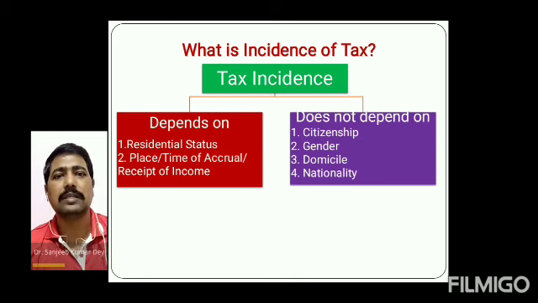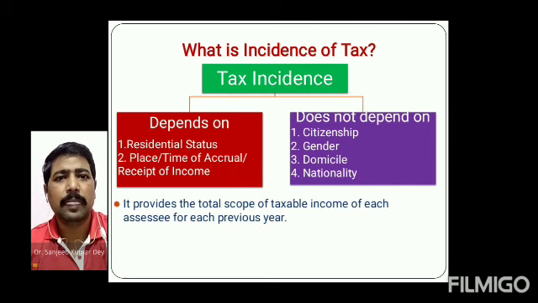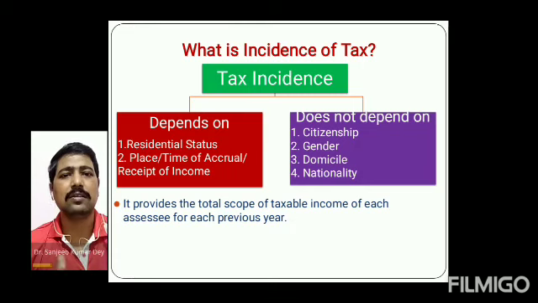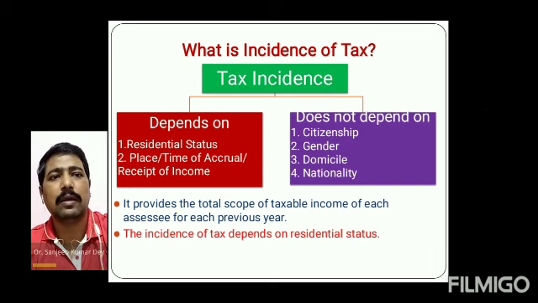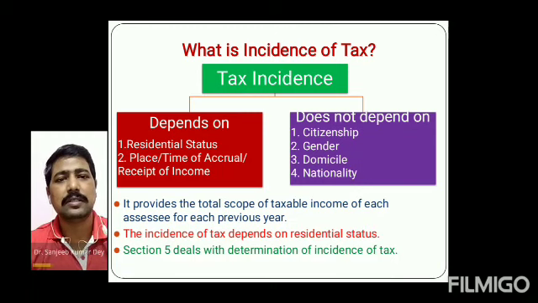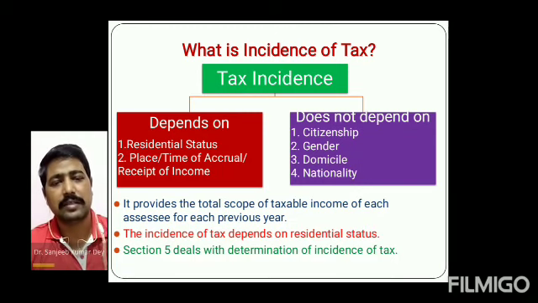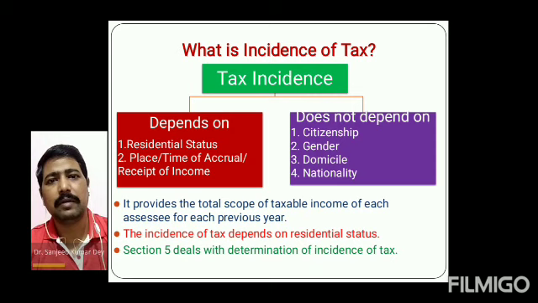It has no relationship with the citizenship, gender, domicile or nationality of the assessee. As I have told you, incidence of tax will give you the total scope of income to be taxable in the hands of the assessee or not. The incidence of tax depends on residential status and place and time of accrual, and all the provisions of this incidence of tax come under section 5 and indirectly under section 9 also.